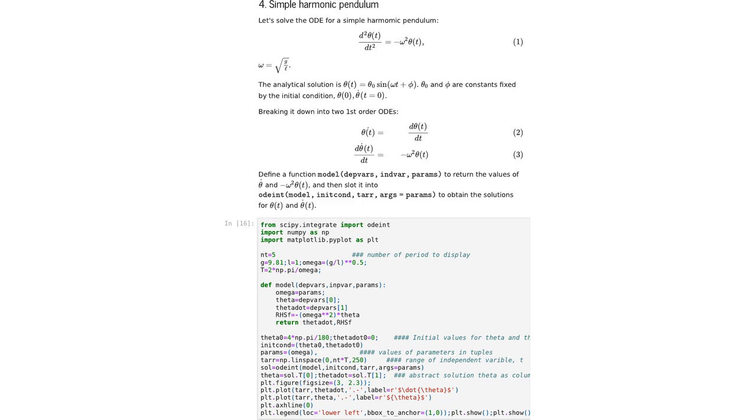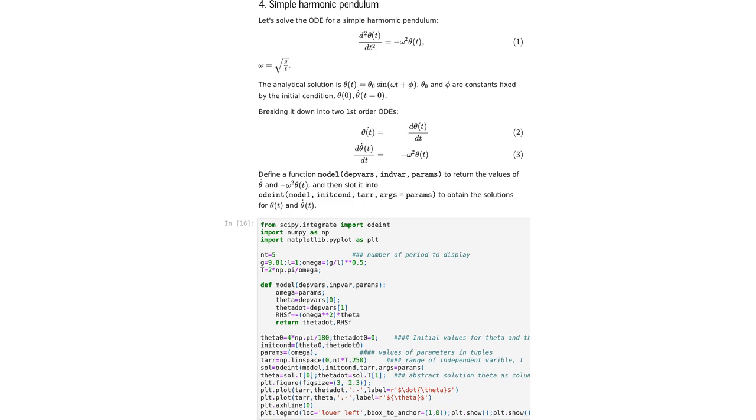We know the analytical solution involves sinusoidal functions, but our goal here is to solve it numerically. To do this, we first convert the second-order ODE into a system of two first-order ODEs. We define theta dot as the first derivative of theta with respect to time. Then, our system becomes: the derivative of theta with respect to time is theta dot, and the derivative of theta dot with respect to time is negative omega squared times theta.